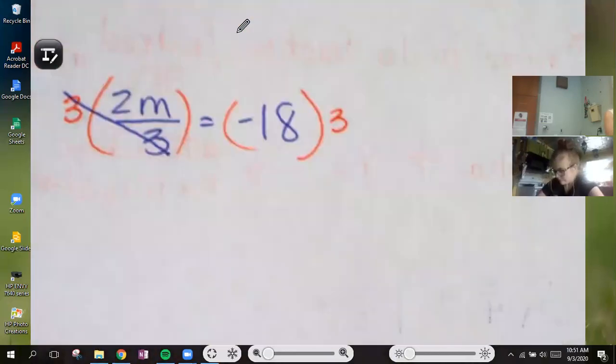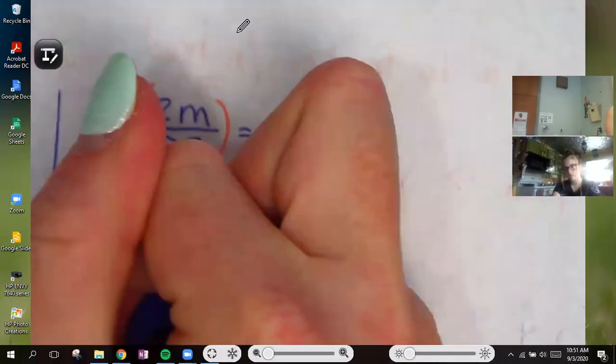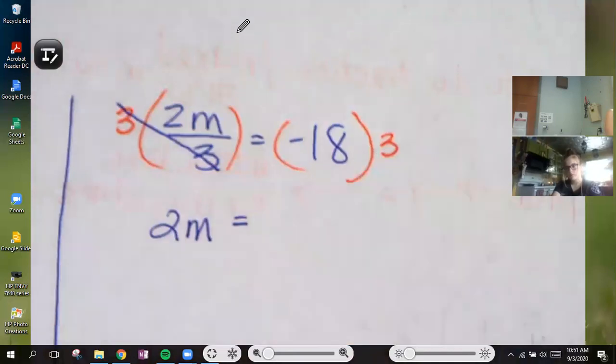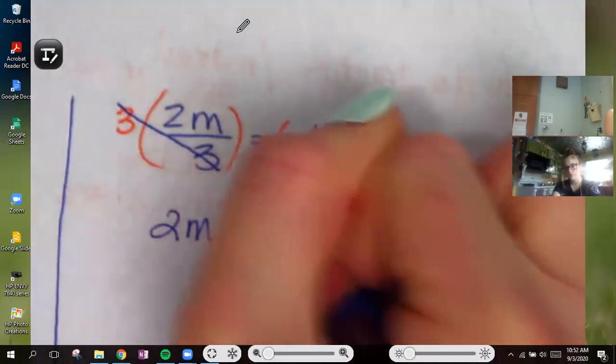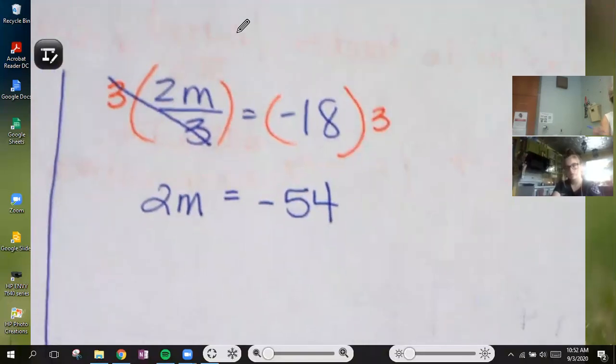They cancel. Is this just another way you can do it? Uh-huh. If this one makes as much sense to you, then you can do it. So watch this, and if it makes sense, you can do this option as well. Okay, so what's left over here? 2m. Negative 18 times 3 is negative 54. Okay.